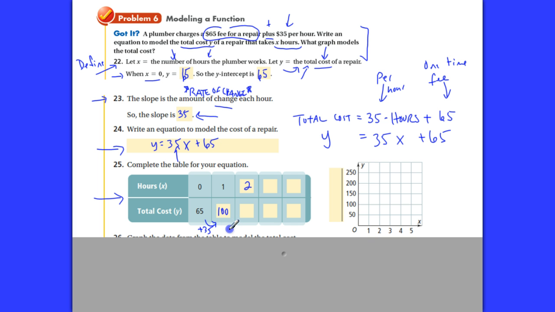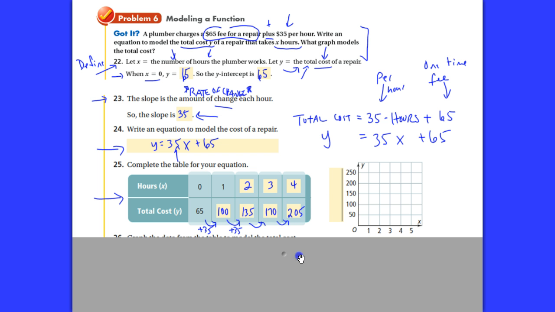At 2 hours, it's going to increase another $35, so that's 135. At 3 hours, that's going to increase another $35, that's 170. And at 4 hours, that's going to increase another 35, and that's going to put us at 205. And again, it's going up 35 each time. All right, so this is the table.